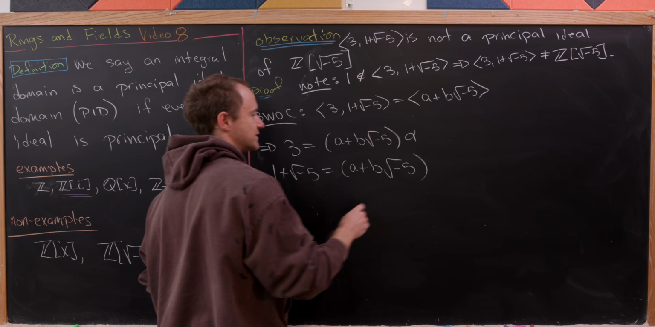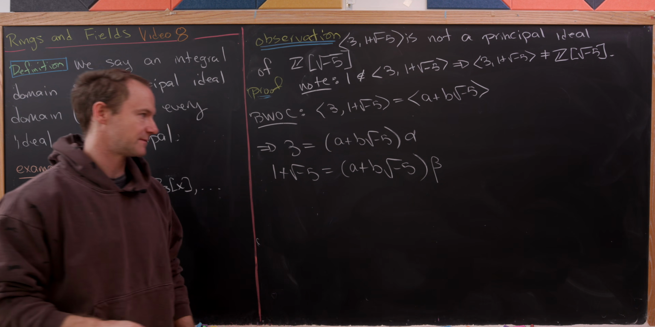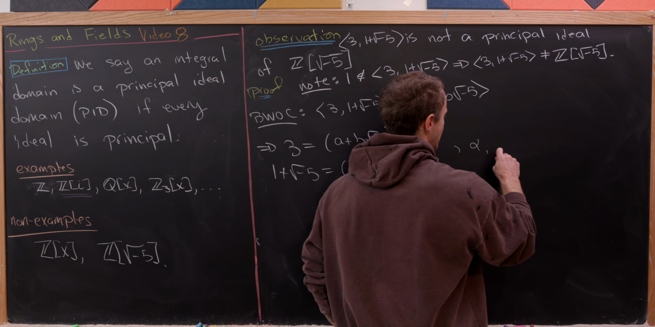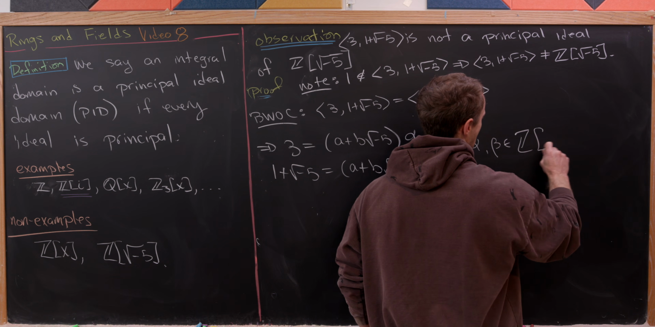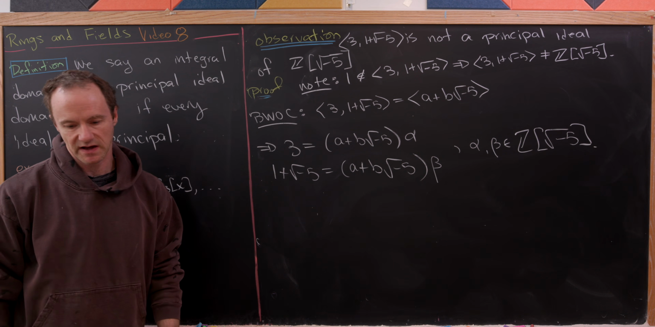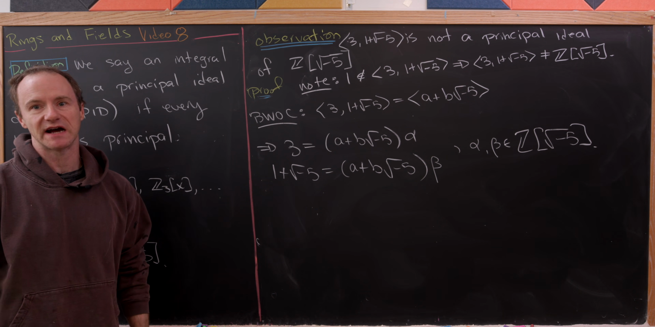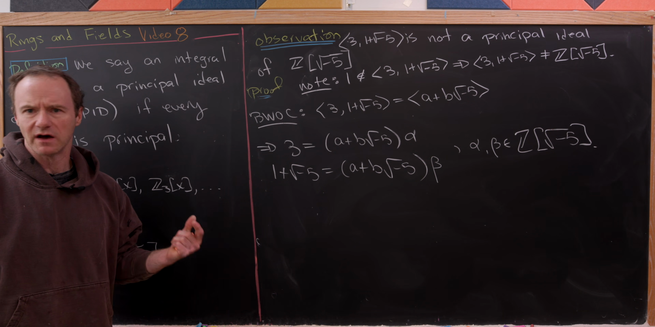It's in the left-hand side, so it's in the right-hand side. And I'll just say that the multiple of that is beta. And that's where alpha and beta are inside of this quadratic extension, Z adjoining the square root of minus 5. Now what I'll do is I'll take the norm of both sides of these equations.